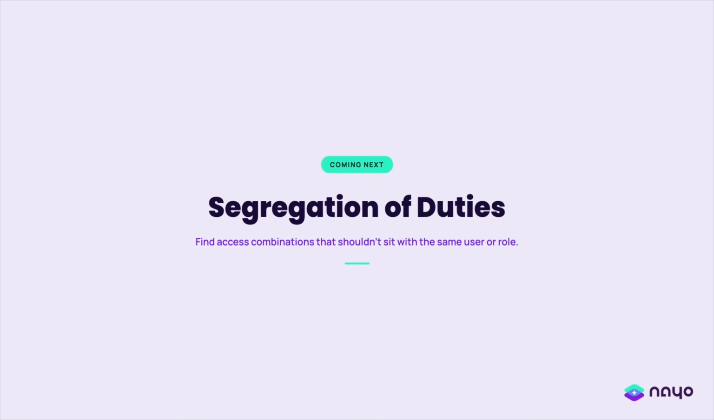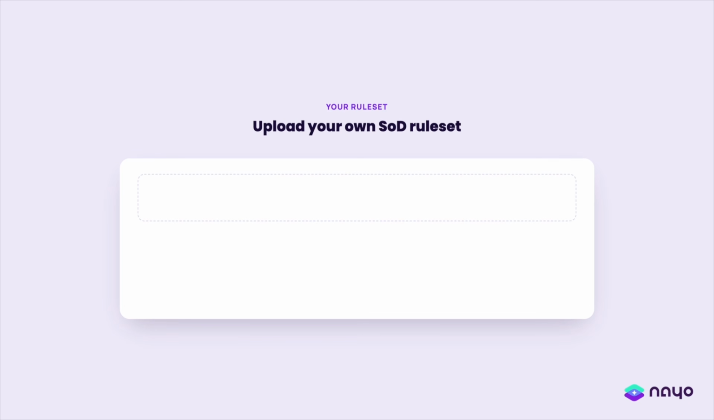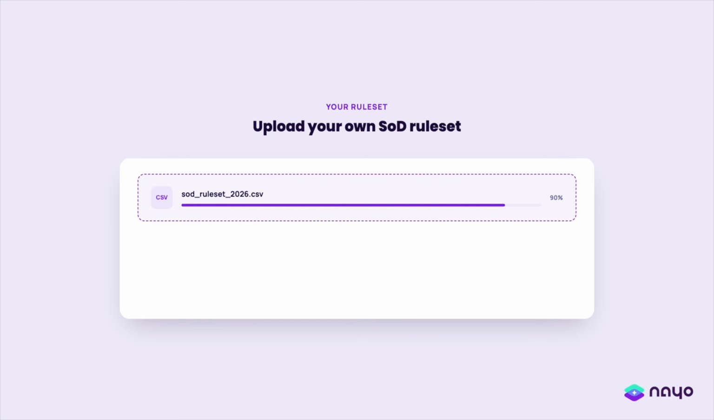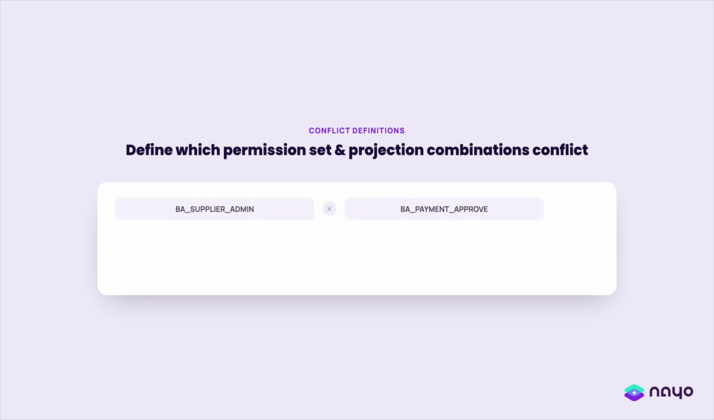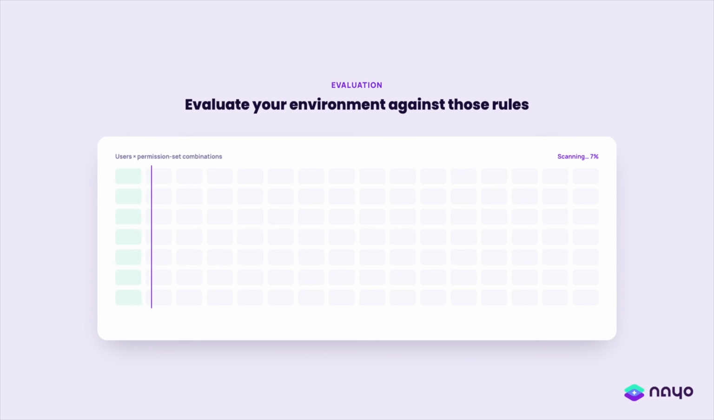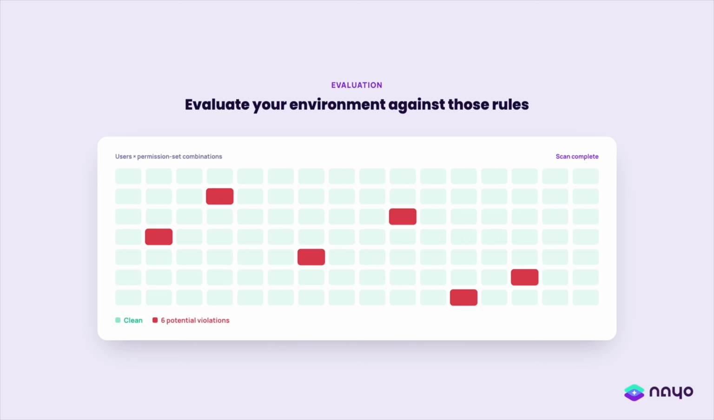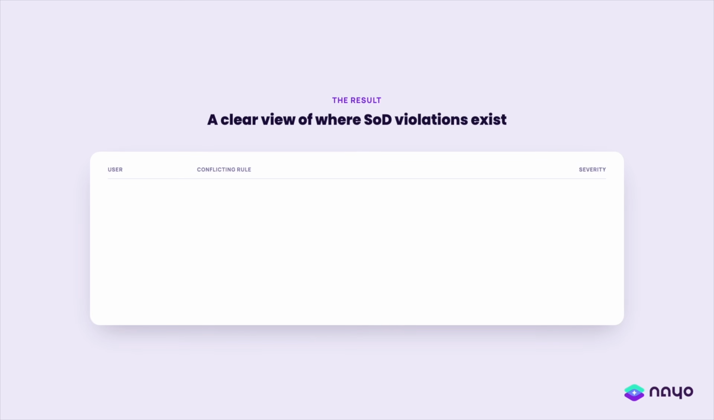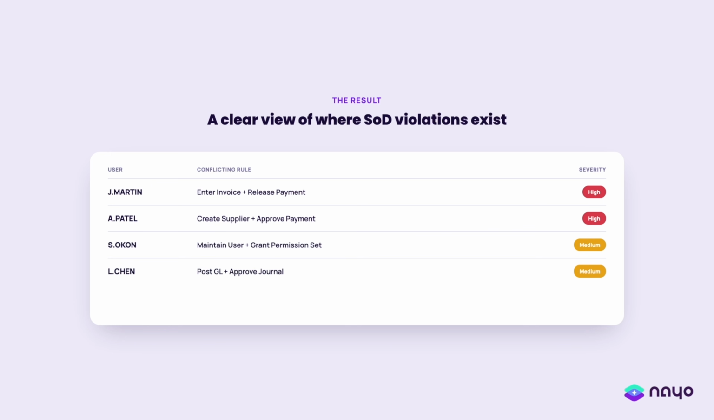Before we wrap up, a look at what's coming next: segregation of duties. This feature will let you review conflicting permission sets across your IFS Cloud environment, identifying combinations of access that shouldn't sit with the same user or role. You'll be able to upload your own segregation of duty rule set, define which permission set and projection combinations are considered conflicts, and have the tool evaluate your environment against those rules.